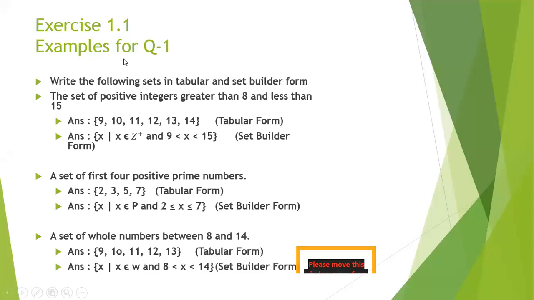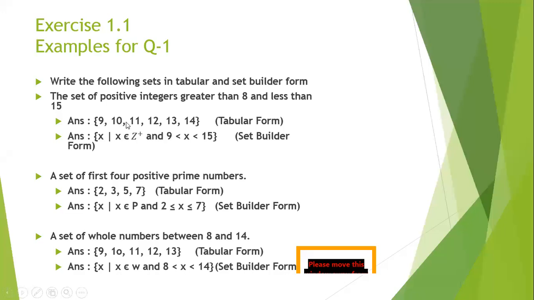Now here we have the exercise example for question number 1. Write the following set in tabular and set builder form. The question is: the set of the positive integers greater than 8 and less than 15. So you have to write down all the positive integers that are greater than 8 but less than 15, the integers from 9 till 14. This is how we are going to write it in the tabular form, in the number form.